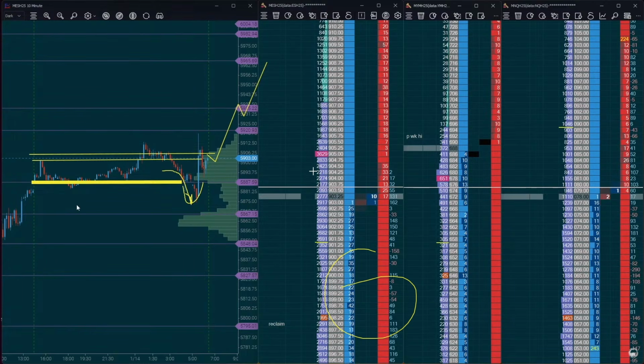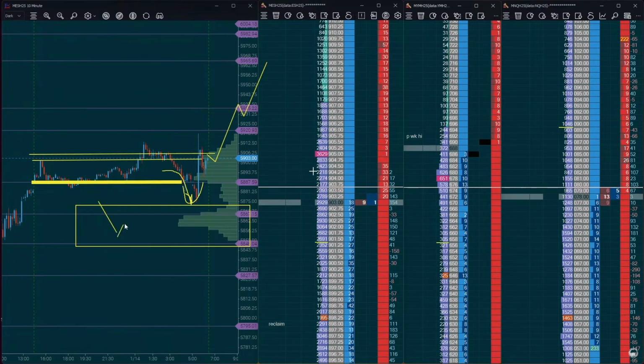This is not typical. This does not happen every single day, but in this given session, I was able to capitalize on both scenarios. So let's go ahead and dive in.